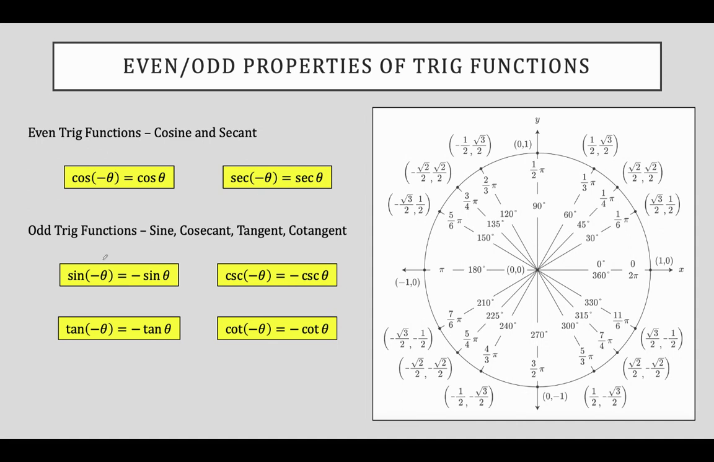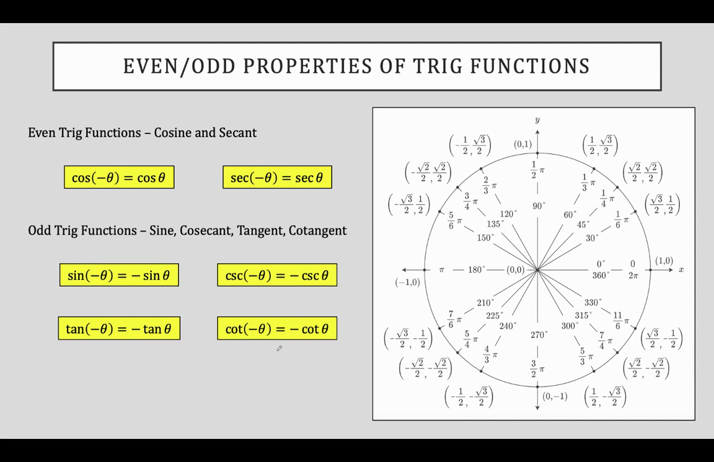Our odd trig functions: sine of negative theta is equal to negative sine theta. Similarly, its reciprocal, cosecant of negative theta, is equal to negative cosecant theta. And tangent as well, the tangent of negative theta is equal to negative tangent theta, and the cotangent of negative theta is equal to negative cotangent theta. So sine, cosecant, tangent, and cotangent are odd trig functions.